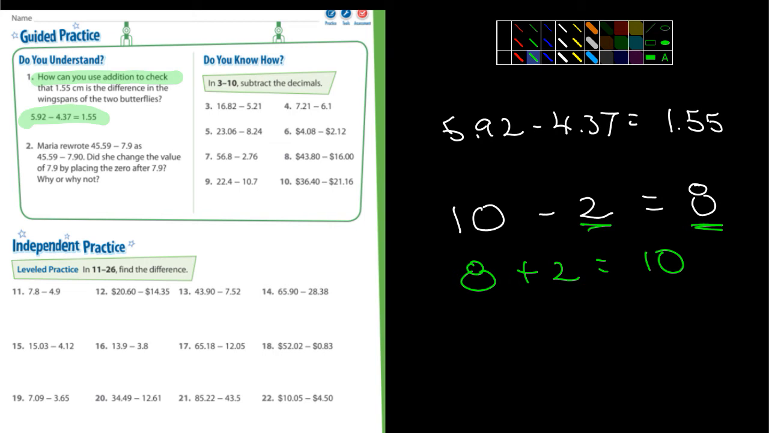So the same thing can be applied to this problem right here. It says, how can you use addition to check that 1.55 is the correct answer? Well, you could add 4.37 plus 1.55, and you would get 5.92 if your sums were accurate.